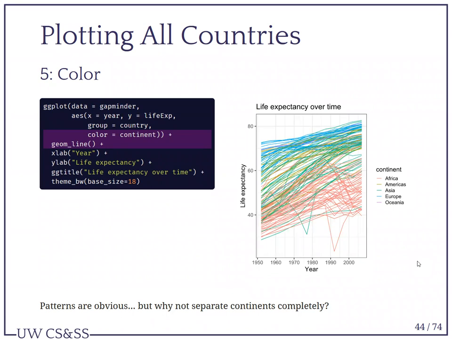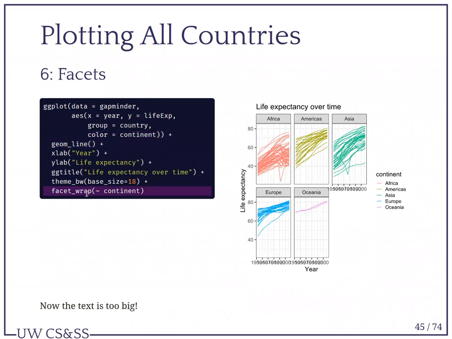But what if we separated the continents completely so that we could really tell all of the nuances within each continent? We could use facet wrap. Recall earlier, I said you can wrap all this stuff together using other values in your data. You can add facet wrap and use this little tilde to say by continent. And now we get small multiples of each of our graphs. They keep the characteristics inherited from above, and they're separated by continent.